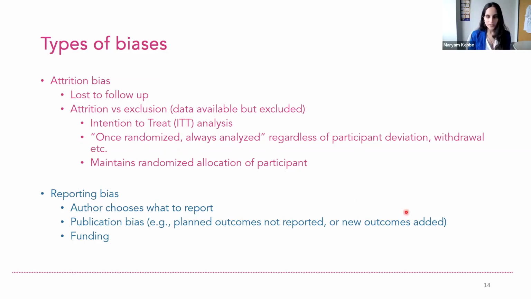Now, reporting bias is when the author chooses what to report based on their preferences or any other reason, which happens more than you think it would. All of these biases that we spoke about can exaggerate treatment effect.